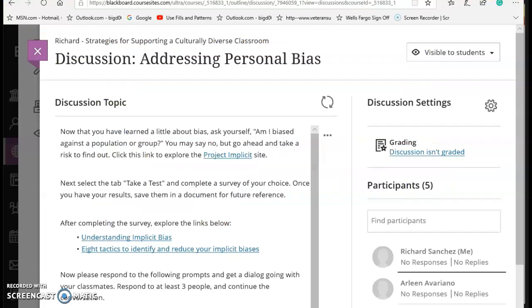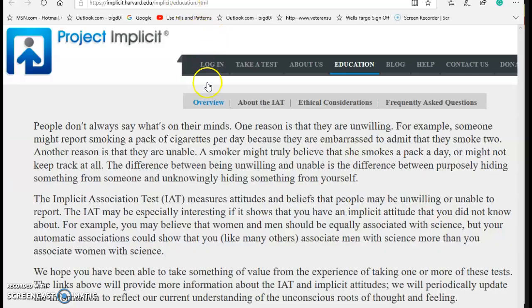During your test discussion board addressing your personal bias, you can click here on Project Implicit, and you'll be able to see the test itself and instructions. You will scroll to the bottom as you wish to proceed.